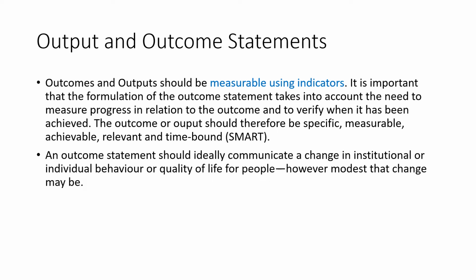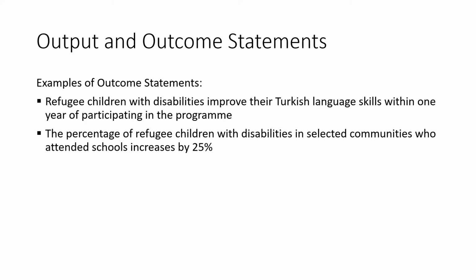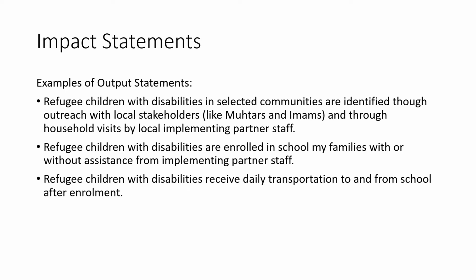Again, and we'll talk about this a little bit later, each of these statements will have indicators in the second column that explains how we are going to measure have we achieved each of our outputs or outcomes or impact. So here is an example of an output statement. For example, refugee children with disabilities have improved their Turkish language skills. Again, have a look at these later. We won't dwell on these statements now.